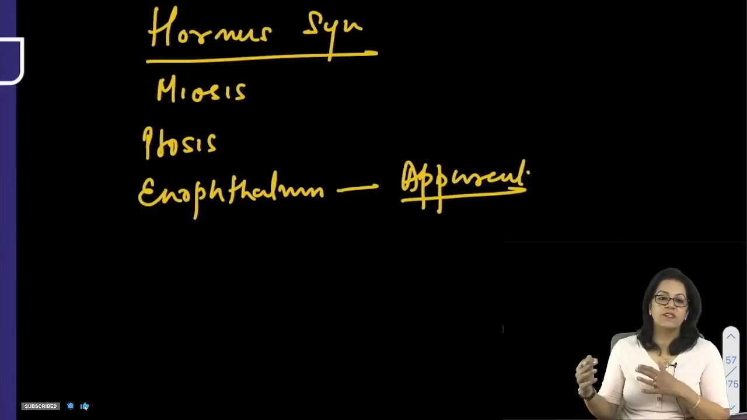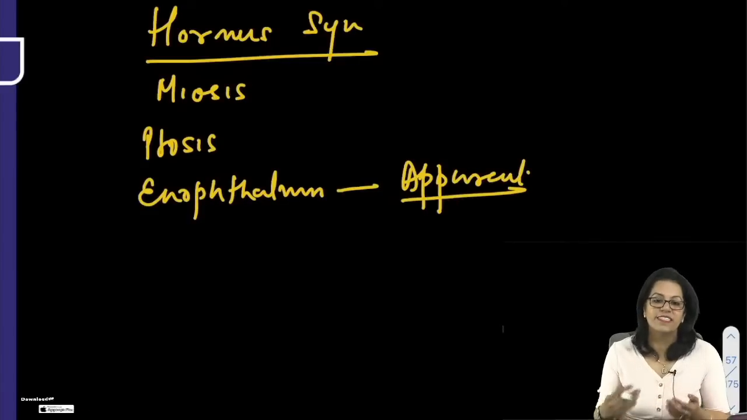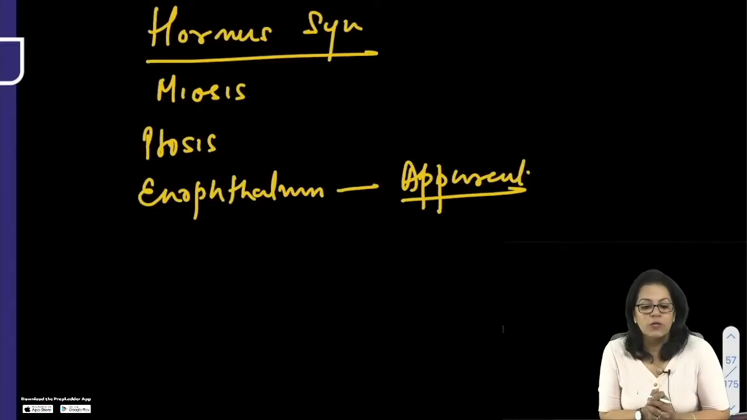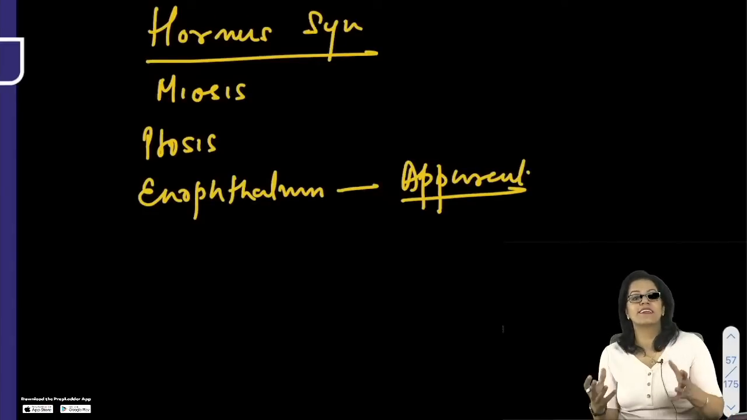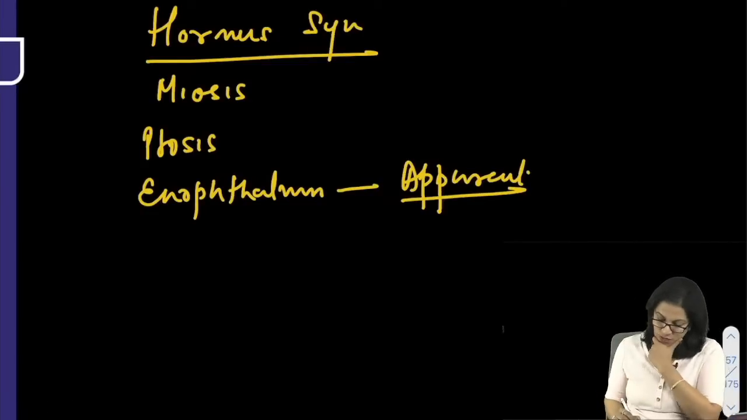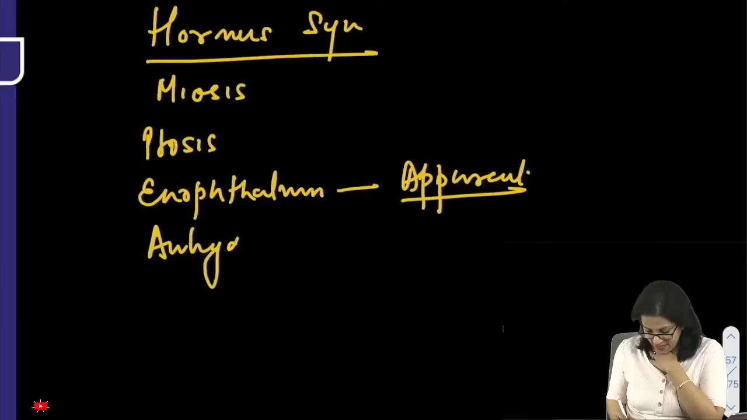So I am doing neuro-ophthalmology, so I am taking it in a little more detail. After this, for the other topics we are going to have a quick revision, right? So enophthalmos is apparent, it is not actual enophthalmos, right? What else? So miosis, ptosis, enophthalmos. Then we all know loss of sweating, anhidrosis, and loss of ciliospinal reflex.